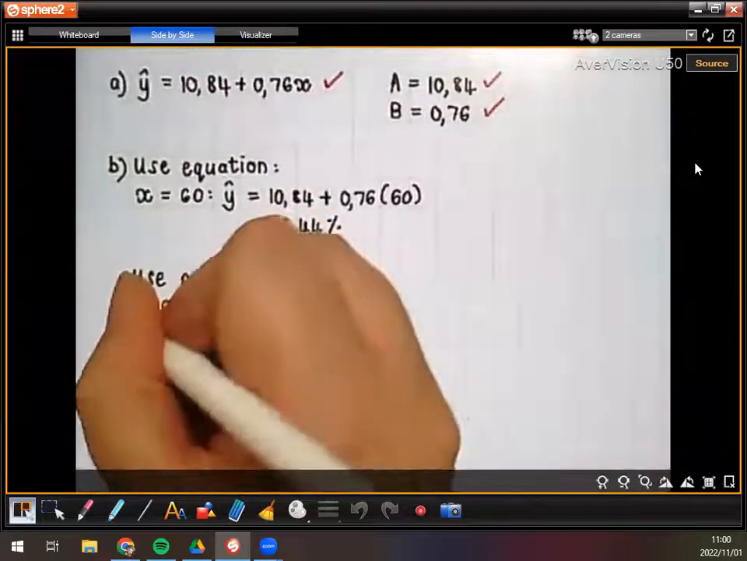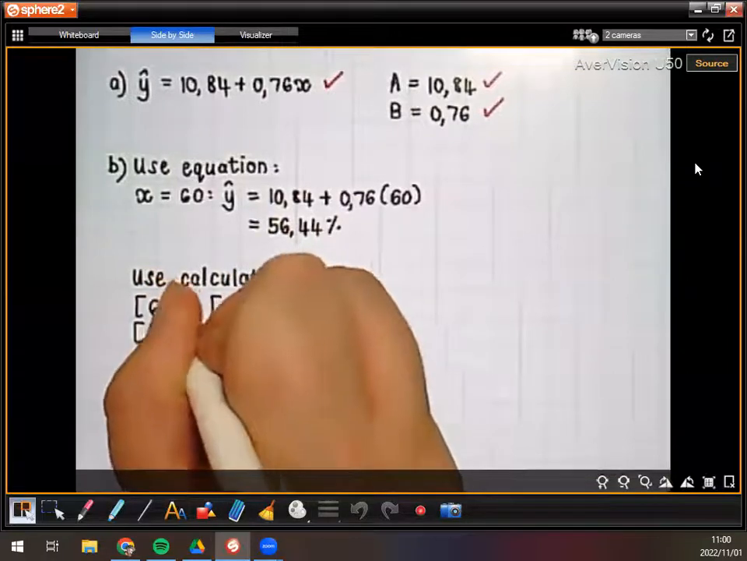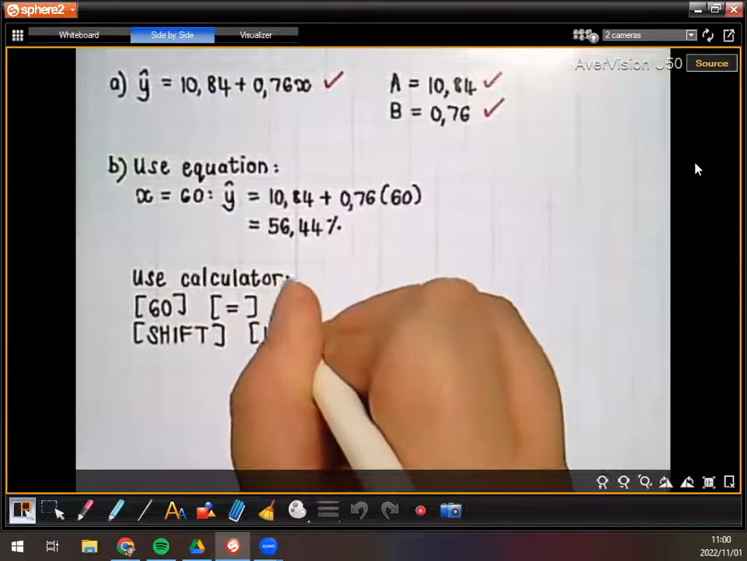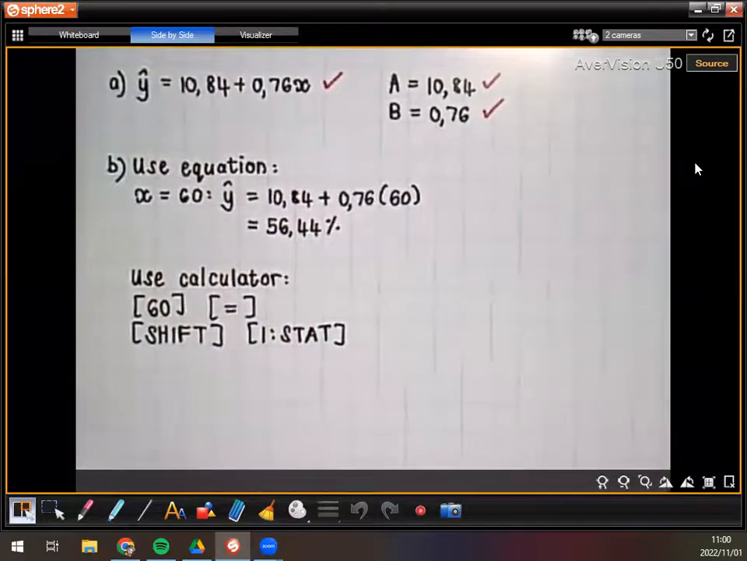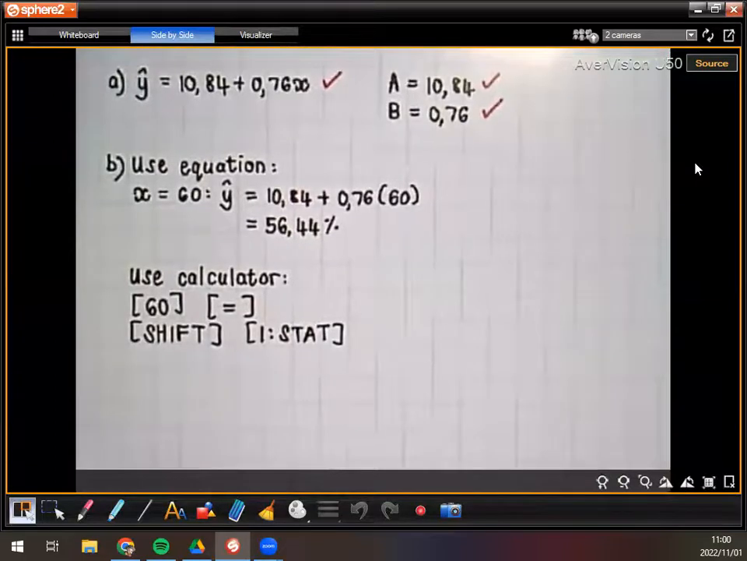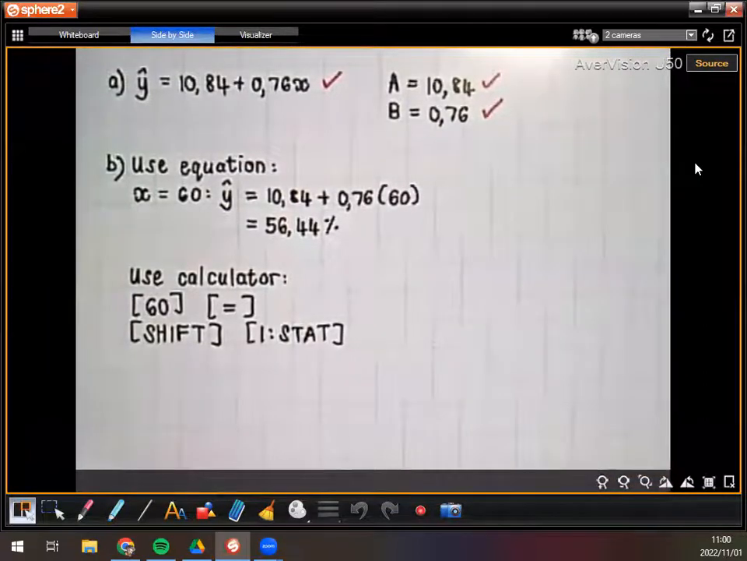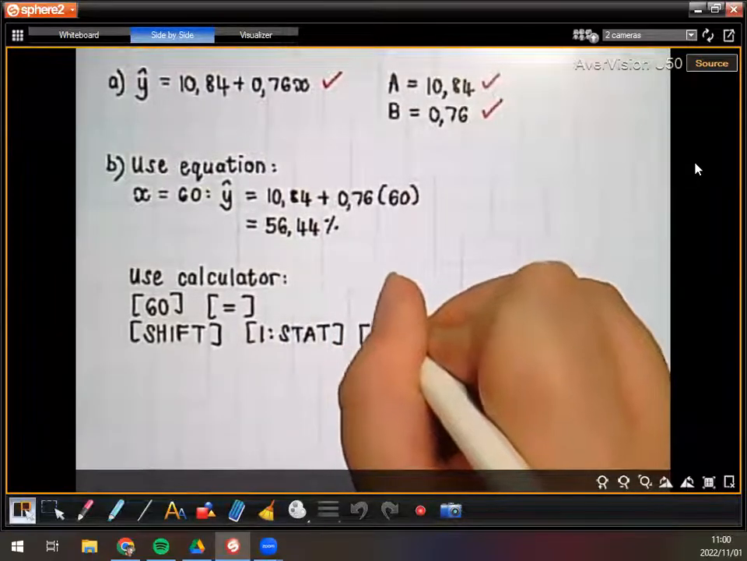So you're going to press shift and 1 for stats, just like we've done for all of our stats calculations so far. Then you're going to just do that quickly on the calculator, shift and 1. We're still busy with the regression line stuff, right? So we're going to press 5 for reg again.